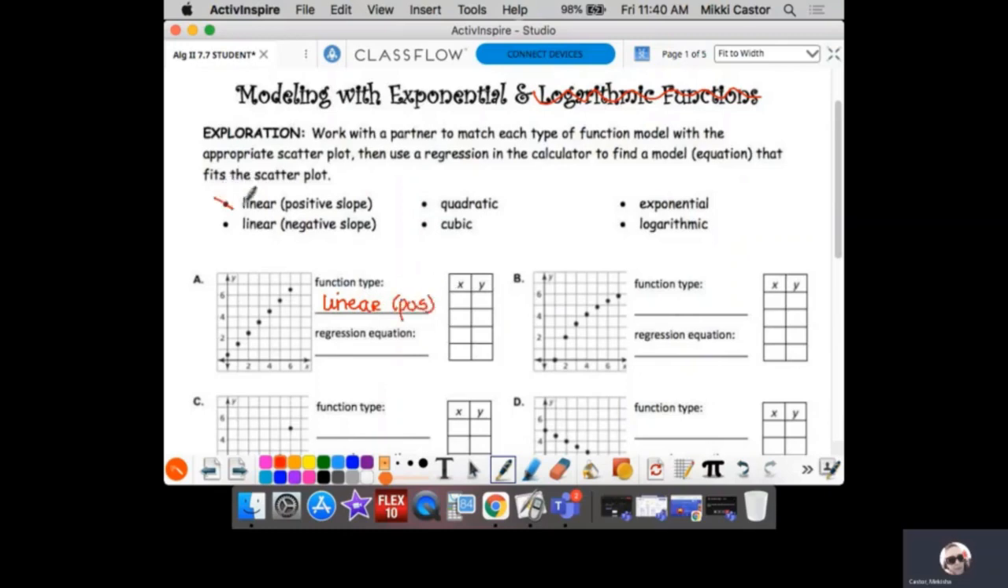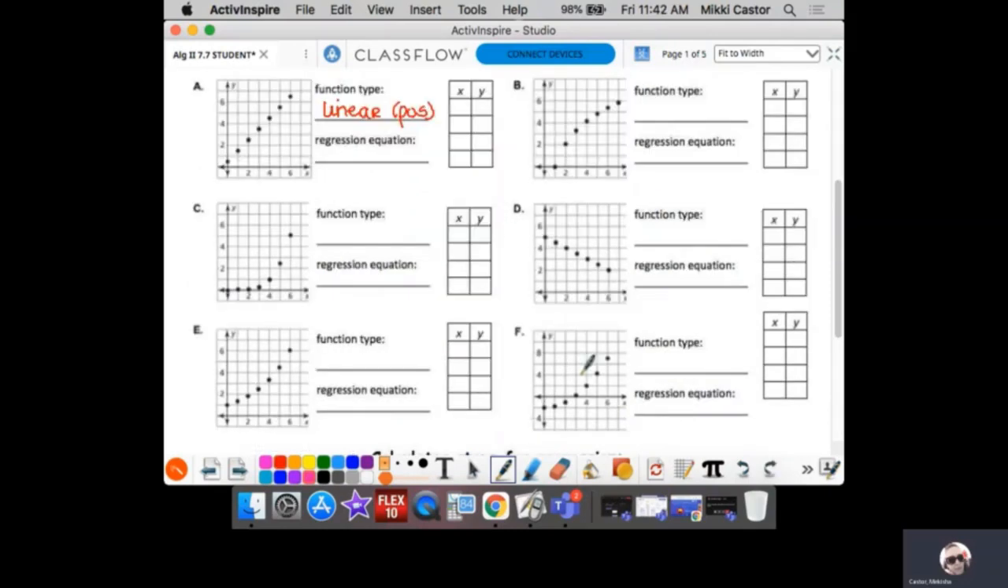The rest of you guys, keep going. What else can we get? Okay, so a little bit of process of elimination. Can anybody give me B? Linear. What's that one? That's linear negative. Okay, so that one's pretty simple. Linear negative.